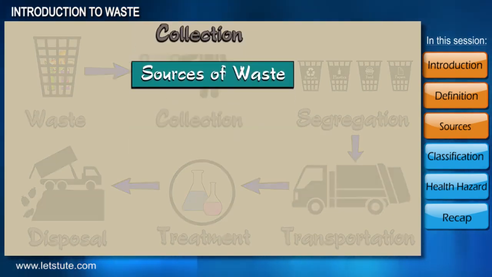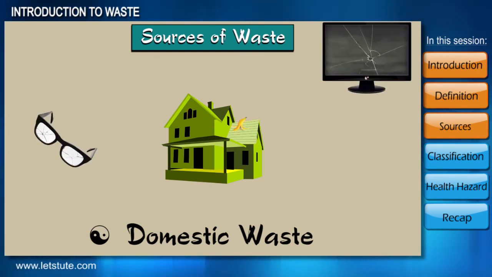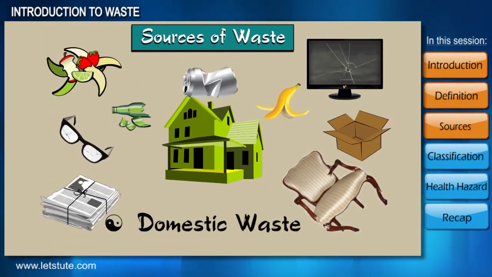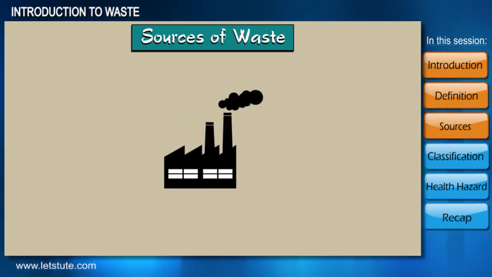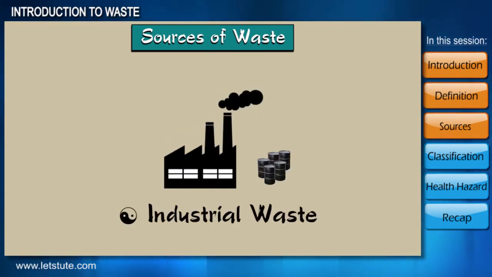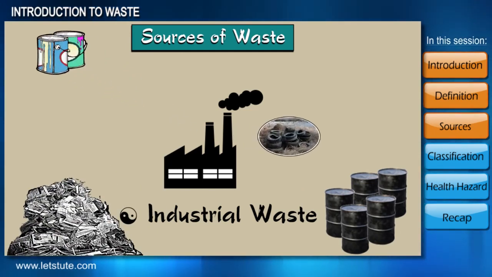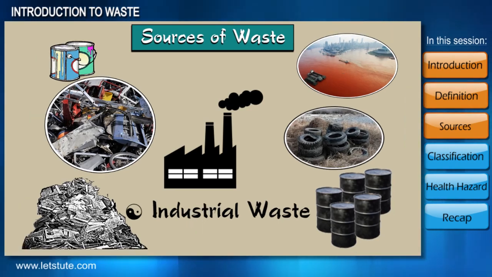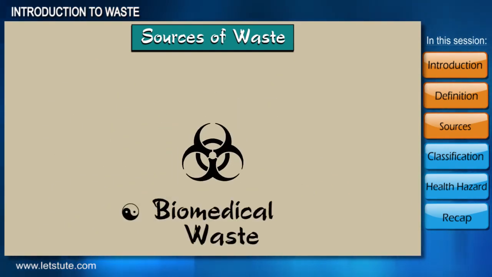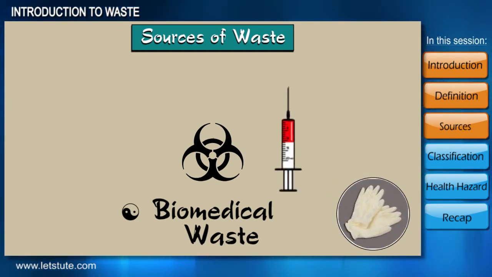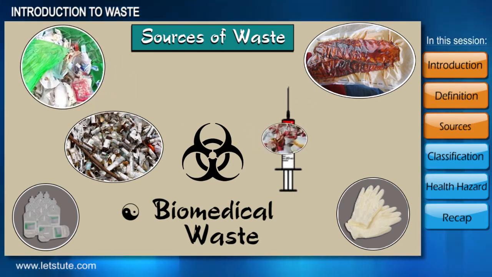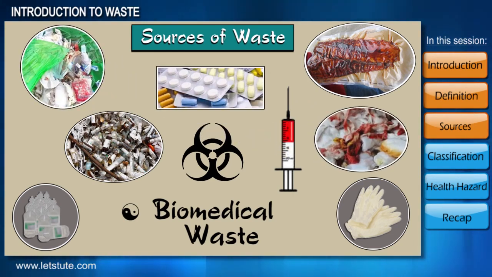Let's begin with the waste generated in our house during the various day-to-day activities, which is the domestic waste. The next one is industrial waste. This includes all the various waste generated during different industrial processes. The next one is clinical or biomedical waste. This mainly includes the waste from the hospitals, nursing homes, pathological laboratories, medical clinics, etc.